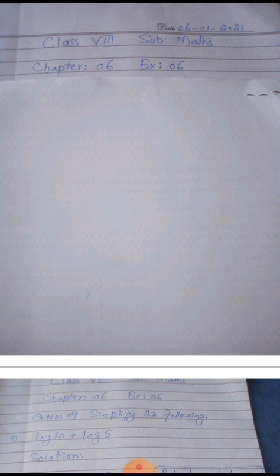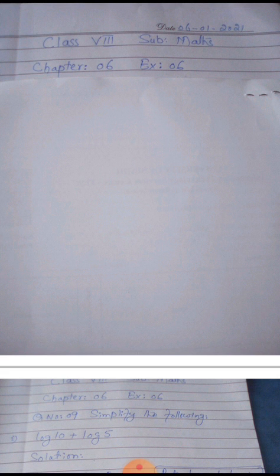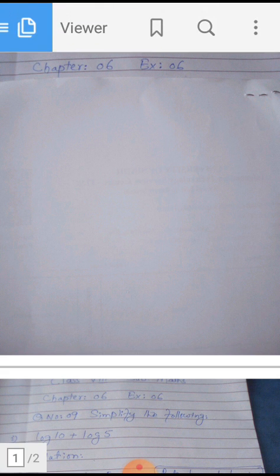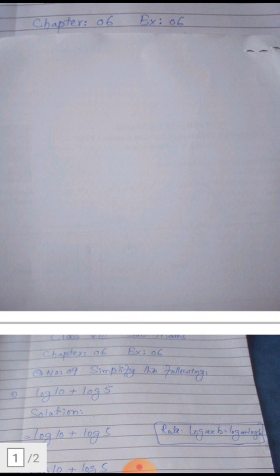I have told you the rule that when the multiplication of two terms is given in logarithmic form, then you have to add them separately with the same log. Here the addition is given of the same logarithm. The logarithm is the same and the numbers are different. So the rule is written on the right hand side: if log a multiplied by b, you have to write it separately as log a plus log b.